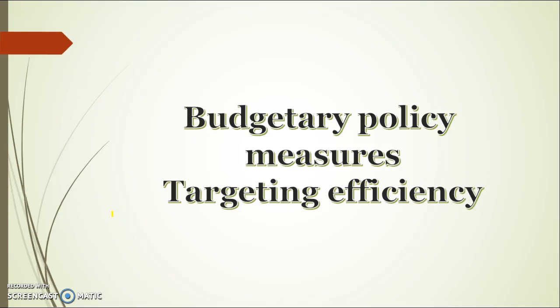Okay, in this last video we're going to be looking at budgetary policy measures designed to target efficiency, and that can stem from two different things. One, policies designed to reduce the incidence of demerit goods, and two, subsidising merit goods to try and promote more resources being allocated towards merit goods.